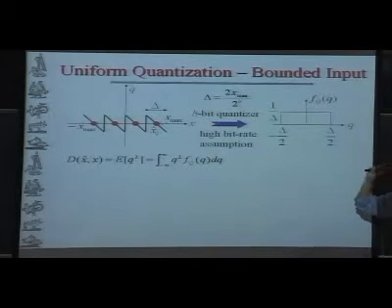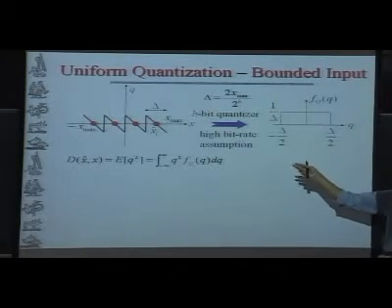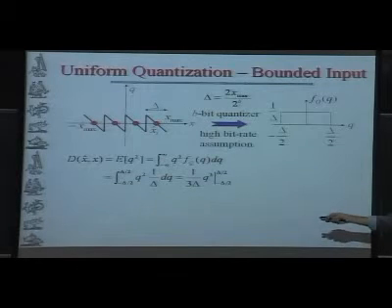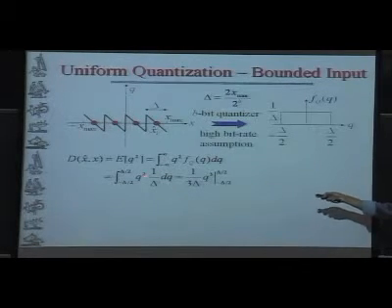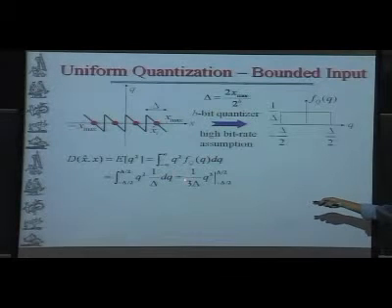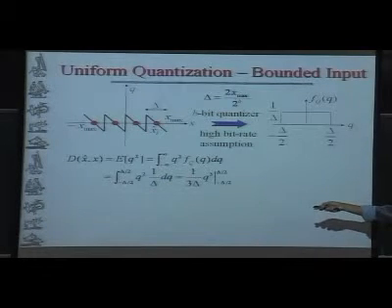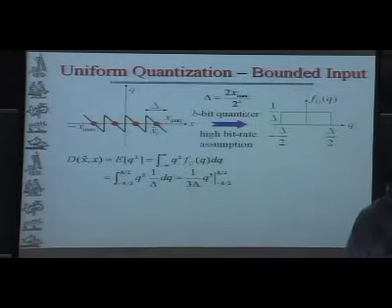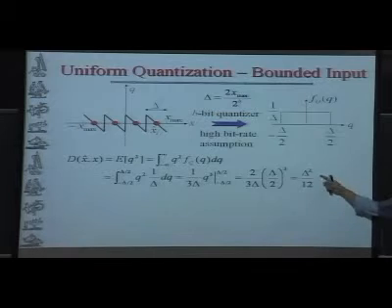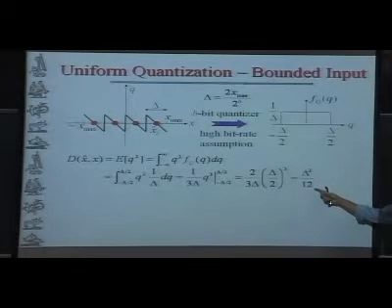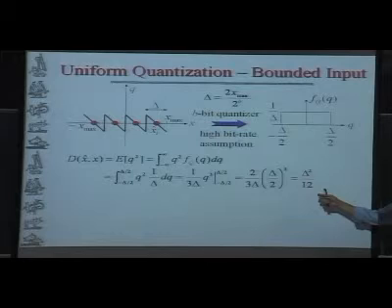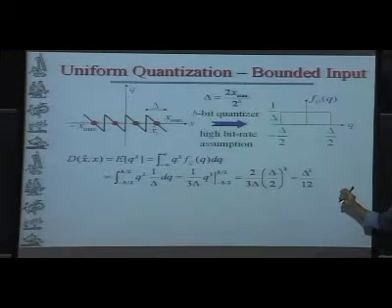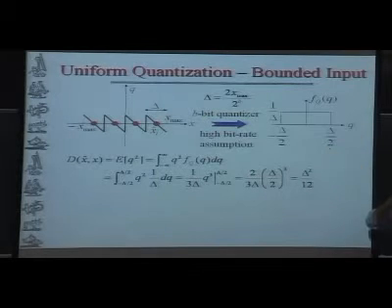Delta over 2, right? Because it's 0 everywhere else. So this is how you set up the problem. The integral of Q squared times 1 over delta dq, going from negative delta over 2 to delta over 2. And you work out the integral, you come up with this magical formula: delta square over 12. So this is the mean square quantization error, with all the assumptions that we made.